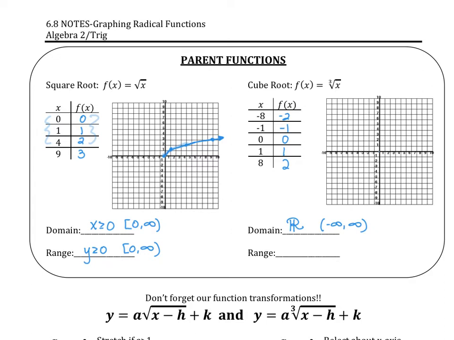So now when I sketch a graph of this, you can see negative 8, negative 2, positive 8, positive 2. We've got this cubic function, almost like a cubic function turned on its side, or rotated a little bit. So this is my cube root graph.